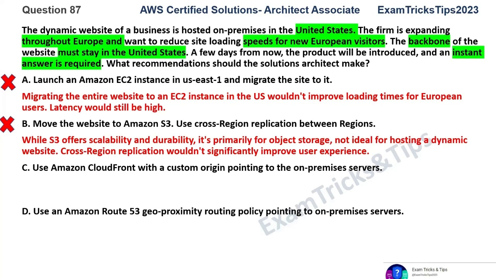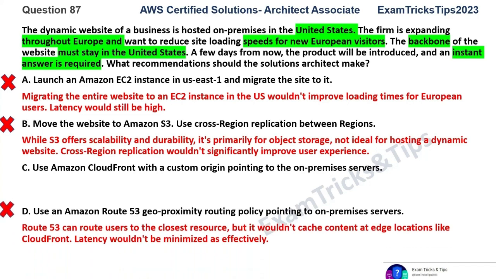Option D says, let's use Amazon Route 53 geo proximity routing policy pointing to on-premises servers. So Route 53 can route users to closest resources, but it won't be able to cache content for low latency. You need some other solution for that, which is CloudFront. So option D is incorrect. On its own, Route 53 is not going to do anything to help with the low latency.